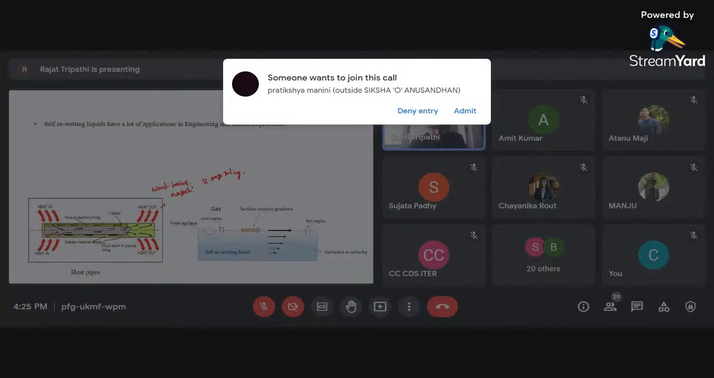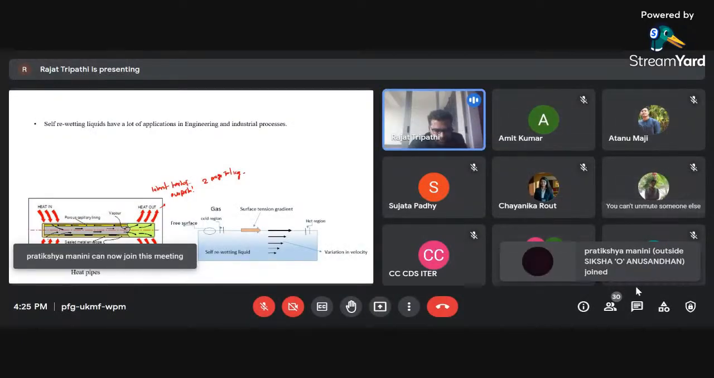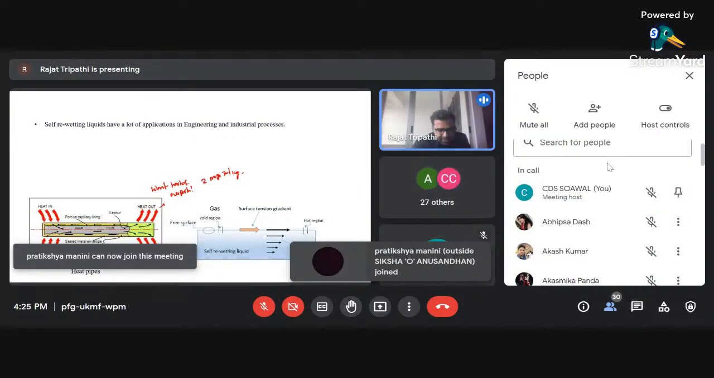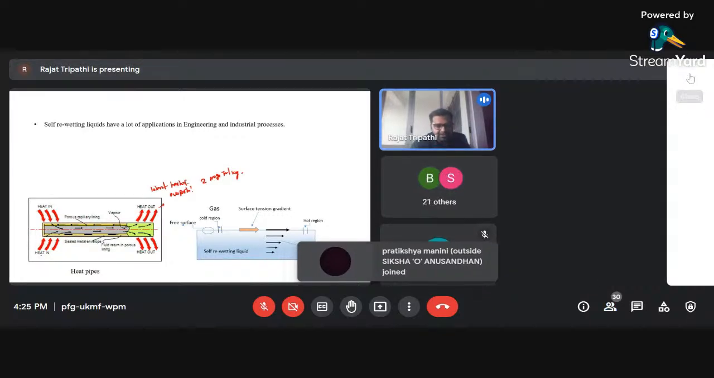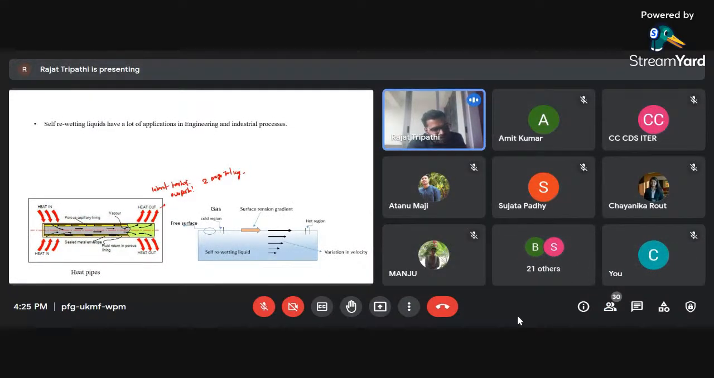from one end to another end. Okay, so if you are working on any system, and let's say it is producing some heat, and if you can set this heat pipe in that system, then the heat generated by that system can be transported to this point, and you can keep your system cool. Okay, so this works with any ordinary fluid, right?